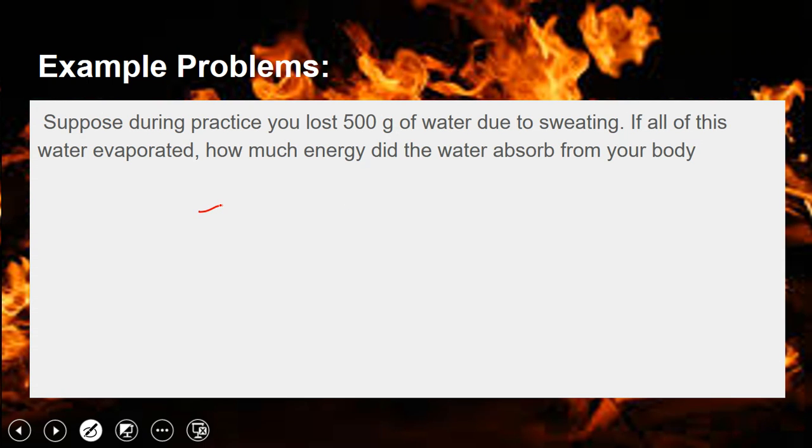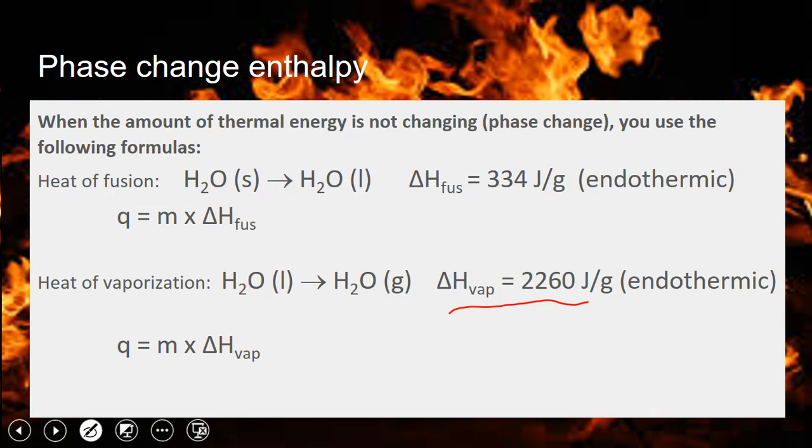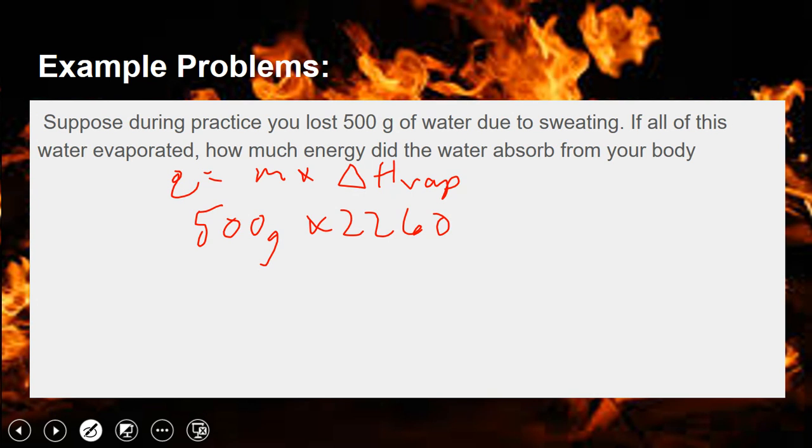So we're going to go 500 grams. We're using the Q equals mass times delta H vaporization. So that's 500 grams times 2260 for water. Correct. We have that right there, 2260. So 500 times 2260 is 1,130,000 joules for that to occur. So that's how much energy your body loses by sweating 500 grams of water.